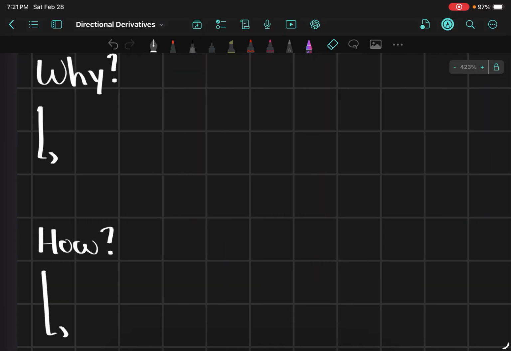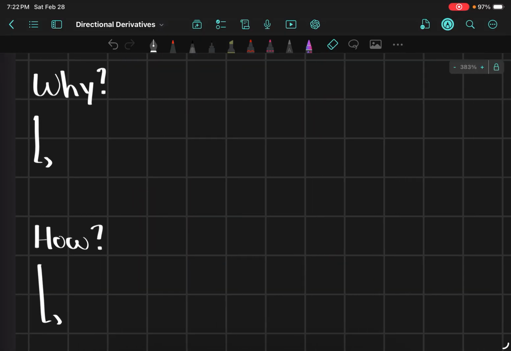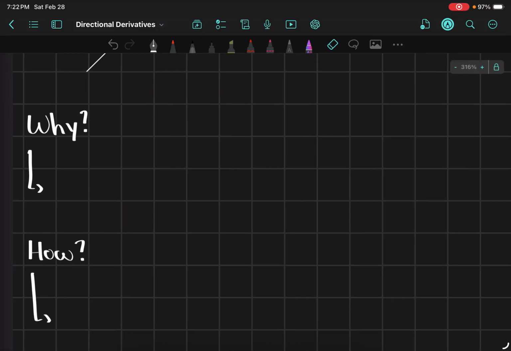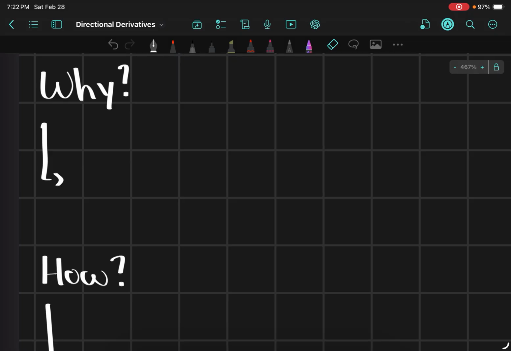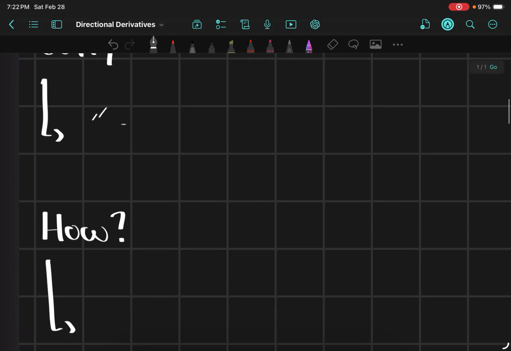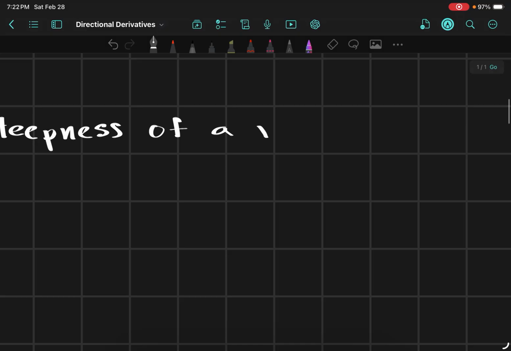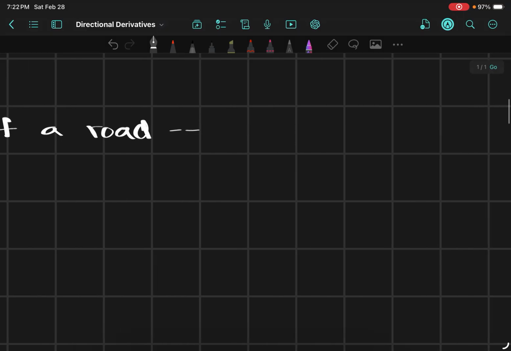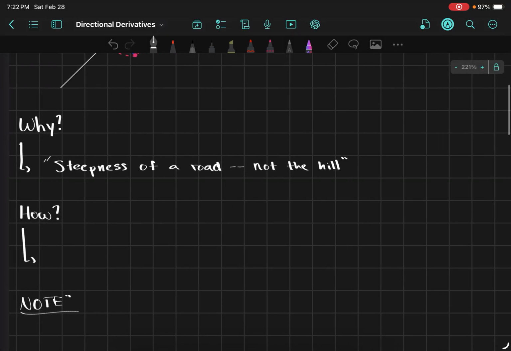I'm just going to briefly write that down here. It's essentially just, I'm going to put this in quotes here, "steepness of a road," not the hill. I'd say that's kind of the easiest way to think about it in a real world application, pretty simply.